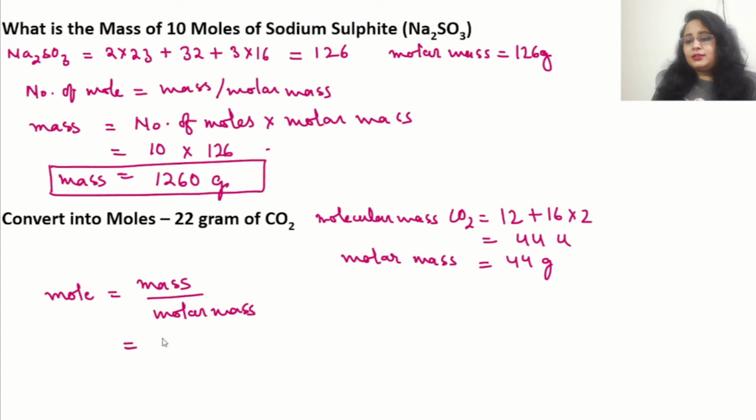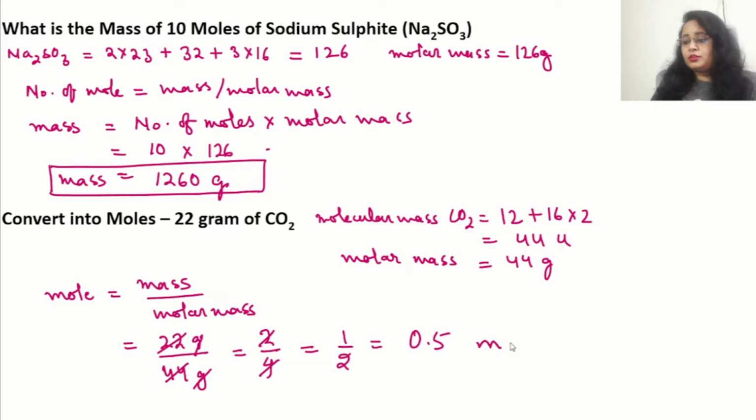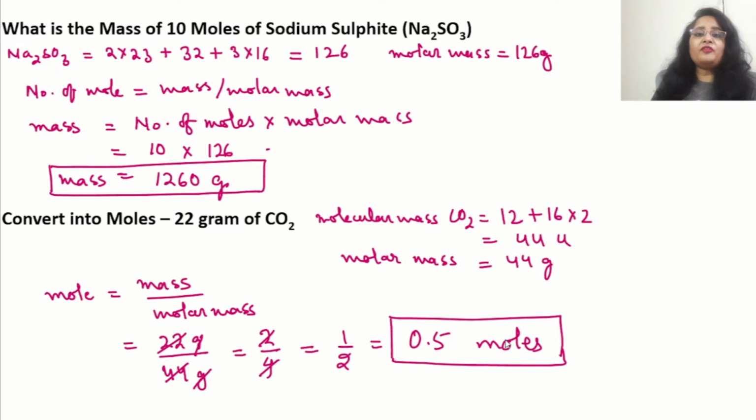Here mass is given 22 gram and molar mass is 44 gram. Now this will cancel. It will become 2 by 4, 11 2s are 22, 11 4s are 44, and again it will cancel. It will become 1 by 2. So 1 by 2 we can write 0.5, and gram and gram also cancel. This is 0.5 moles. This is our answer. So 22 gram of carbon dioxide is equal to 0.5 moles.